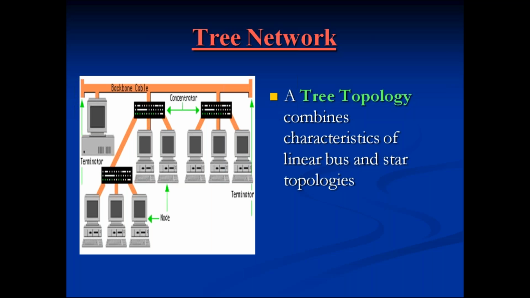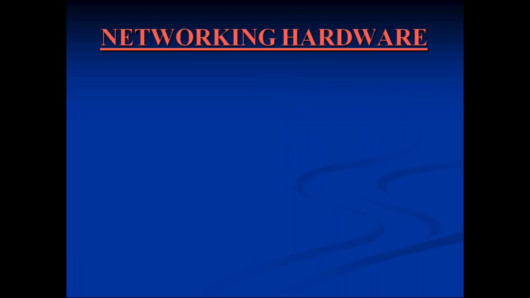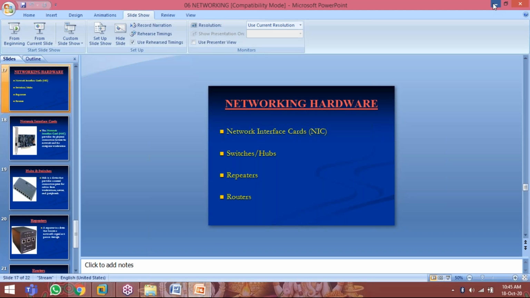This is a tree network. A tree topology combines characteristics of linear bus and star topology. So we have a tree network, which is star topology plus linear network, nothing but a tree topology. This is also not used nowadays. Just now we are going to see this one, server.